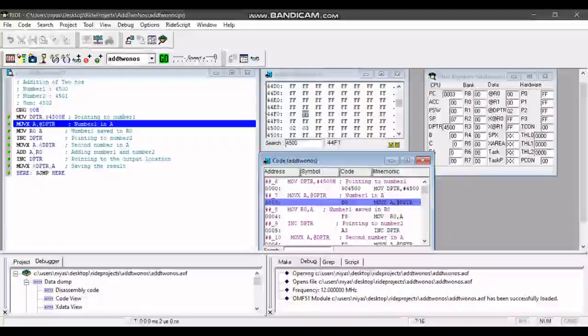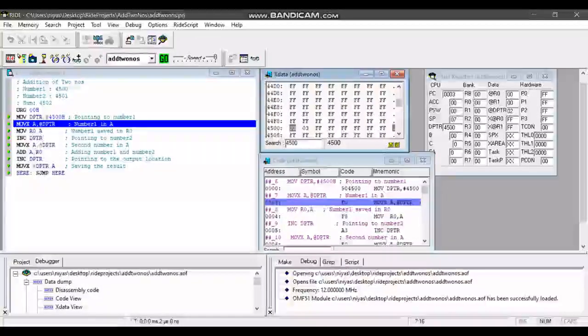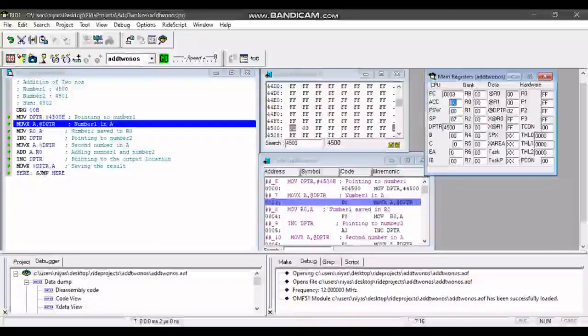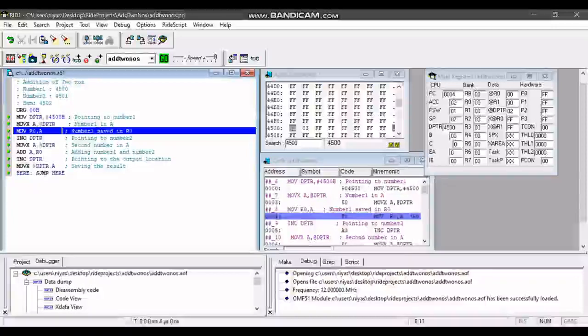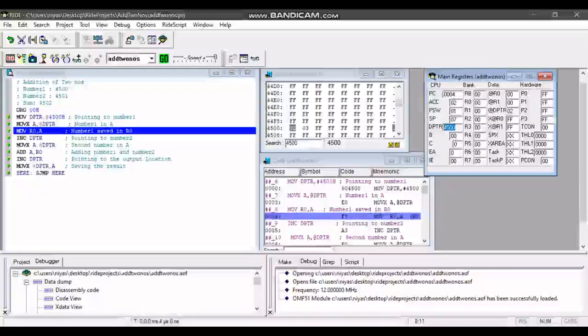Now it goes to the next instruction to execute, which is E0, loading the value from 4500 to A. So what is the value in 4500? 2. What is the value in the accumulator currently? It is 0. After executing this instruction, the accumulator should be loaded with 2. I pressed F7. So if you see, the accumulator is 2. DPTR, we haven't incremented, so it is 4500.